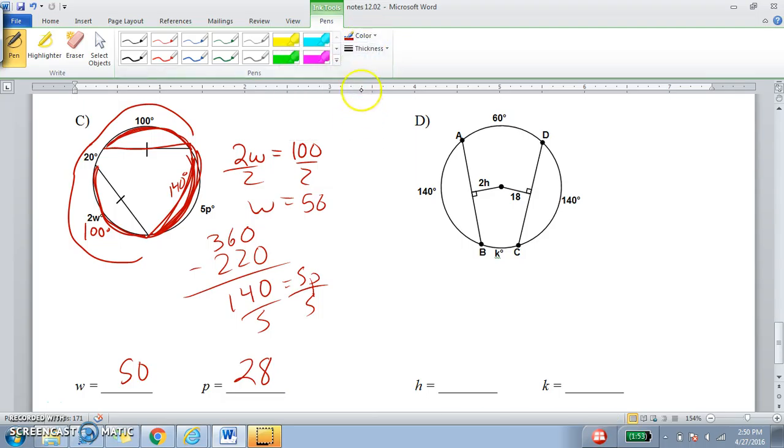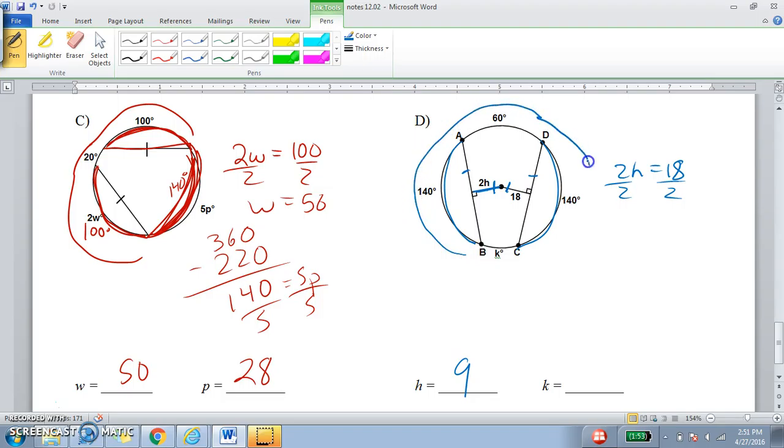All right, for letter D, last one. We know that these two chords are congruent because it says these are each 140 degrees, which means this chord is congruent to this chord because they have the same arc. So that means this distance is the same as this distance. So 2h would equal 18. So I would just divide by 2. h would equal 9. Then the same thing we did for the last one. 140 plus 60 is 200, plus another 140 would be 340. So if we subtract that from 360, we get 20 degrees left over for k right here.